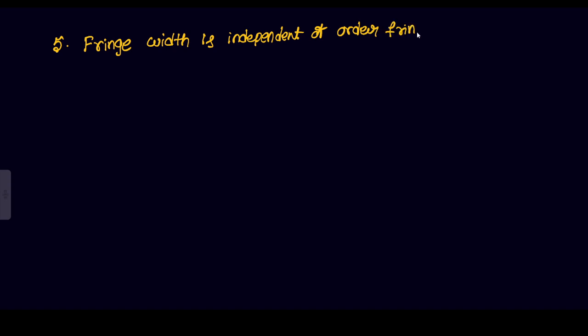Next, fringe width is independent of the order of the fringe. It means the width will be the same whether it is the first, second, third, anything. The fringe width beta is the same for all cases. Whether it is the first fringe or the second fringe, it doesn't matter.